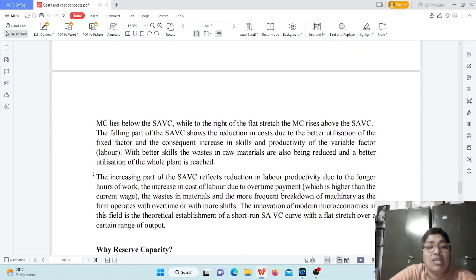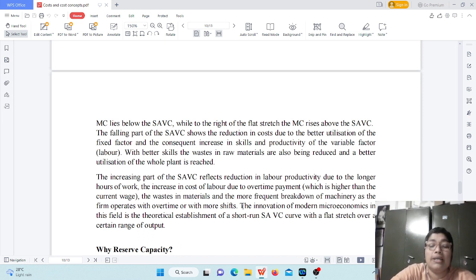And you will see here the increasing part of SAVC reflects a reduction in labor productivity. So after the flat stretch of output, what will happen? There's a reduction in labor productivity due to longer hours of work and an increase in the cost of labor due to the overtime payment. Okay, also waste in materials and more frequent breakdown of machinery as the firm operates with overtime and more shifts, which we have already seen.